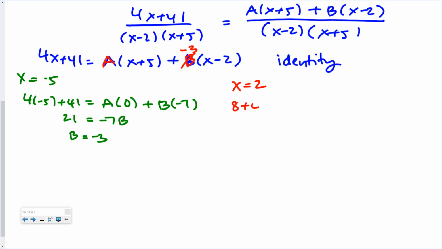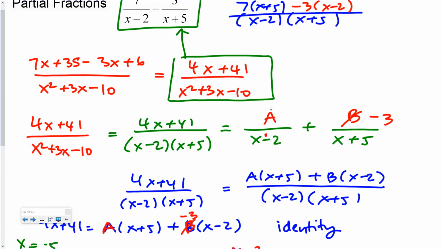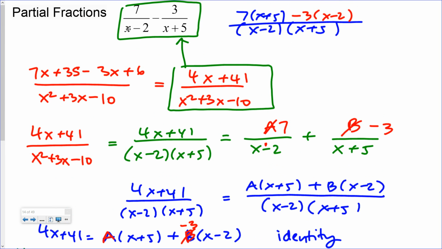I'll get 8 plus 41 is equal to 7a plus 0. So that gives me 49 is equal to 7a. So what's my a equal to? 7. Come up here. My a is going to be 7. And do you see I got the exact answer as this 7 over x minus 2 and 3 over x plus 5?